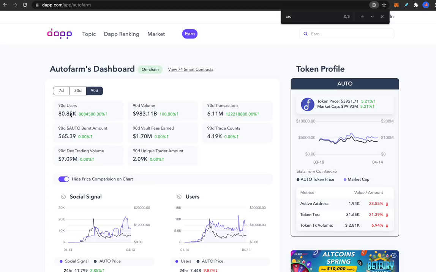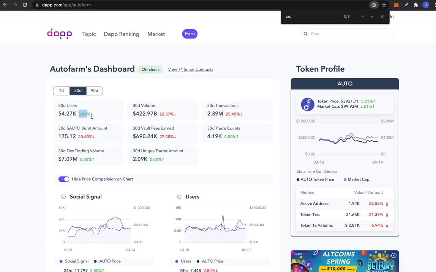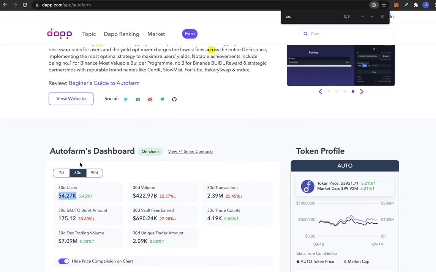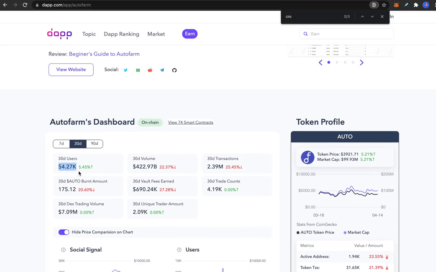So from here, you can see 90-day users has grown rapidly. Basically, it's a three-month-old project, though the numbers are pretty crazy. But in the last 30 days, the amount of active users is pretty stagnant. So this does not really show that much confidence, but you also have to understand the nature of this project. It's a yield aggregator, so you don't really need active users on the website. What you want is more users depositing, and there's a better indicator to look at than the amount of active users on the website.